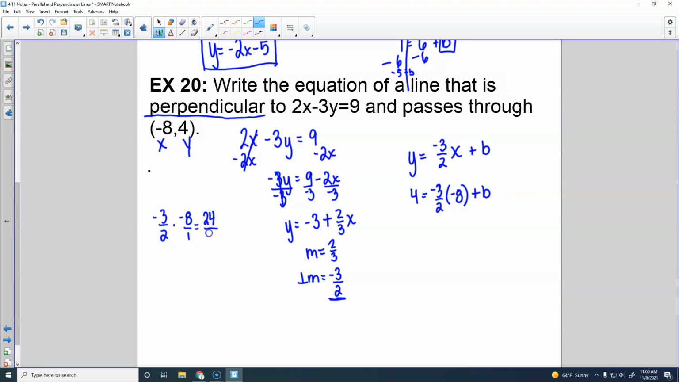It'll be 12. Is it positive or negative? Positive. So 4 equals 12 plus b. What next, Zane? Not divide. We're trying to get this b right here by itself. Subtract that 12. -8 equals b. And so this is our y-intercept. So Zane, what does our equation look like?